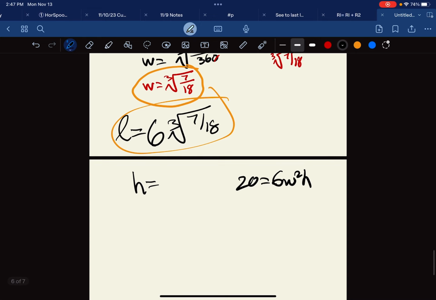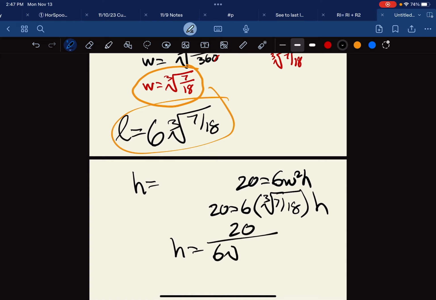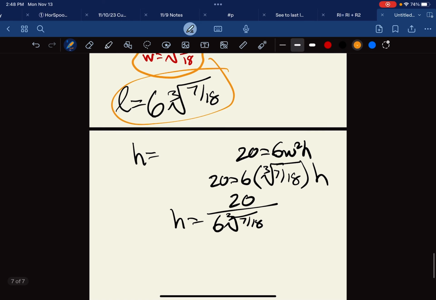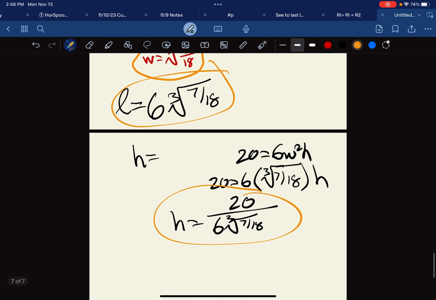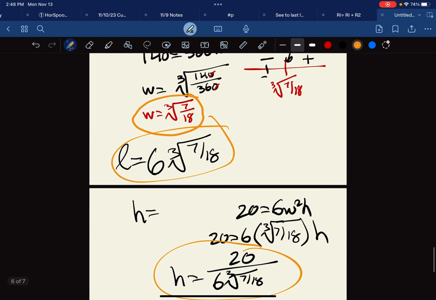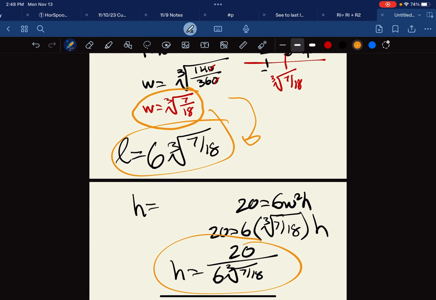So if our w is the cube root of 7 divided by 18, then h is going to equal 20 divided by 6 times the cube root of 7 over 18 squared. And I'd say generally on a quiz or an exam, that will be an acceptable way to leave your answer. So these are all three going to be part of our answer because we need to list the dimensions.